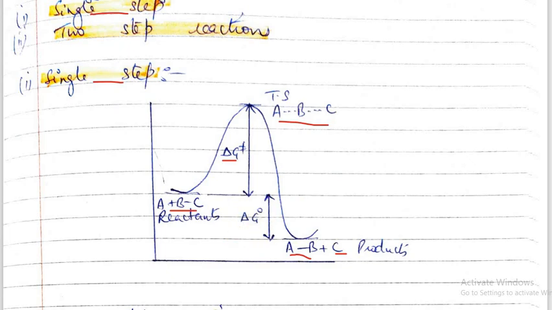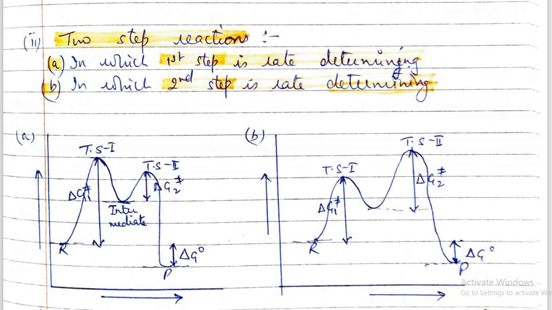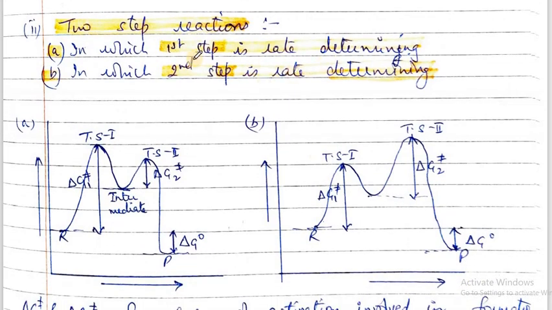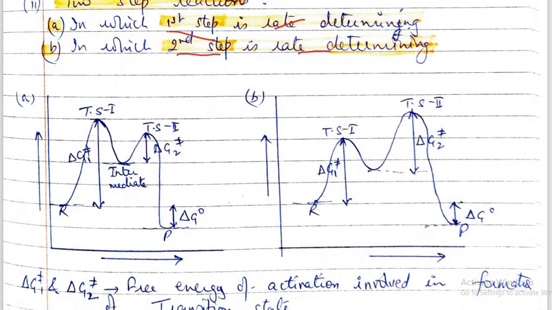So in two-step reactions, there are two ways. First is the reactions in which the first step is the rate determining step, and in the second way, the second step is the rate determining step. So for both we can draw energy level diagrams. This is a reaction in which the reaction takes place in two steps, but in this the first step is the rate determining step.